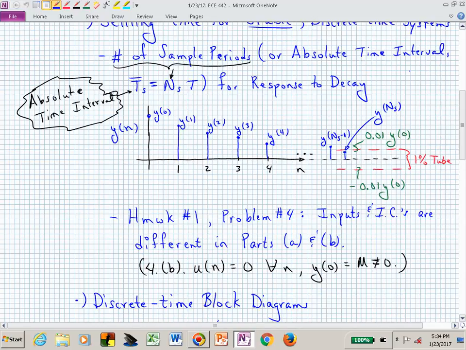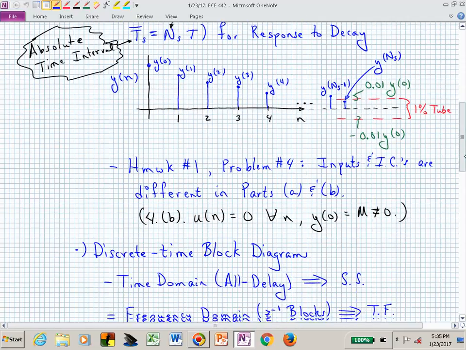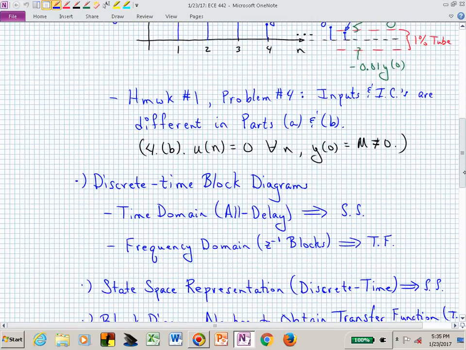And that's for a first order system, and so it's not that hard. You're just raising this system matrix A to higher and higher powers, and you want to know when does that power get to the point where we're at 1% of our initial condition. We'll talk about that hopefully today.